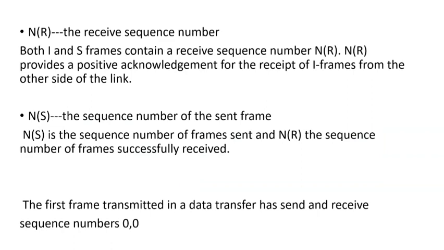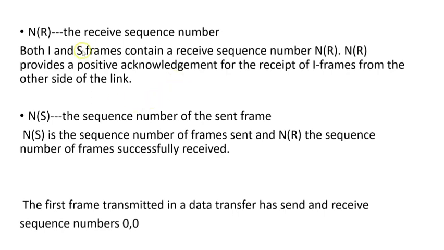Next, let us see what the receive sequence number and send sequence number are. What is NR? NR is the receive sequence number. Both I and S frames contain the receive sequence number. NR provides the positive acknowledgement for the receipt of I frames from the other side of the link. Receive sequence number means that whenever a receiver receives a particular data frame from HDLC, it is the sequence number of that particular frame which is received.